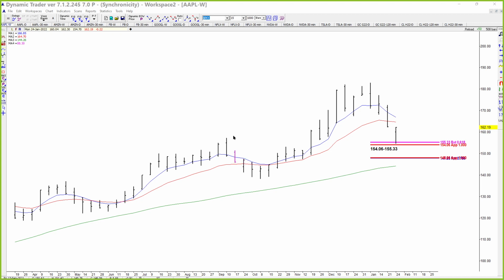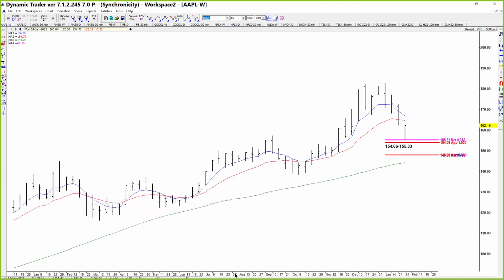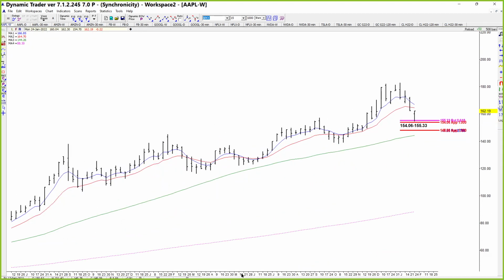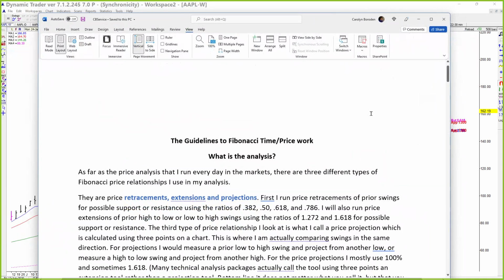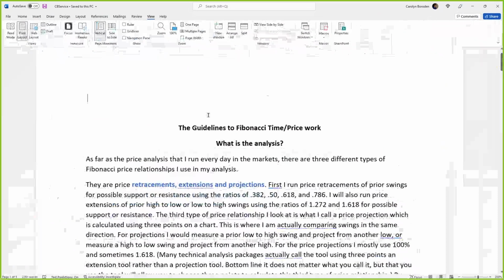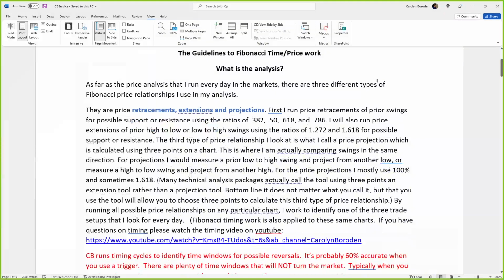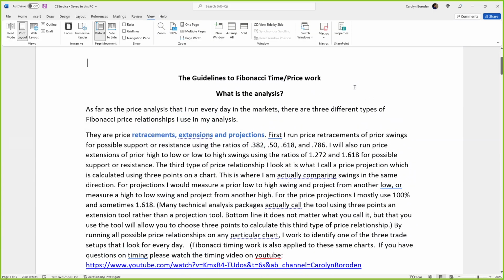Okay, so today's video is going to be about how you use the work. It's really important for newbies. I have posted documents before. I'm not sure that everybody has gotten them, but you do have a document that tells you, basically, the guidelines to the Fib time and price work.